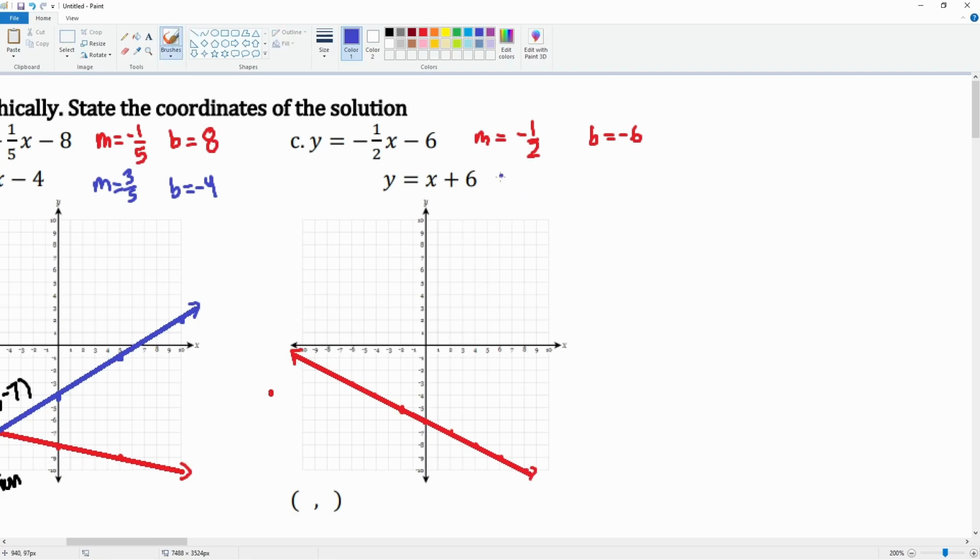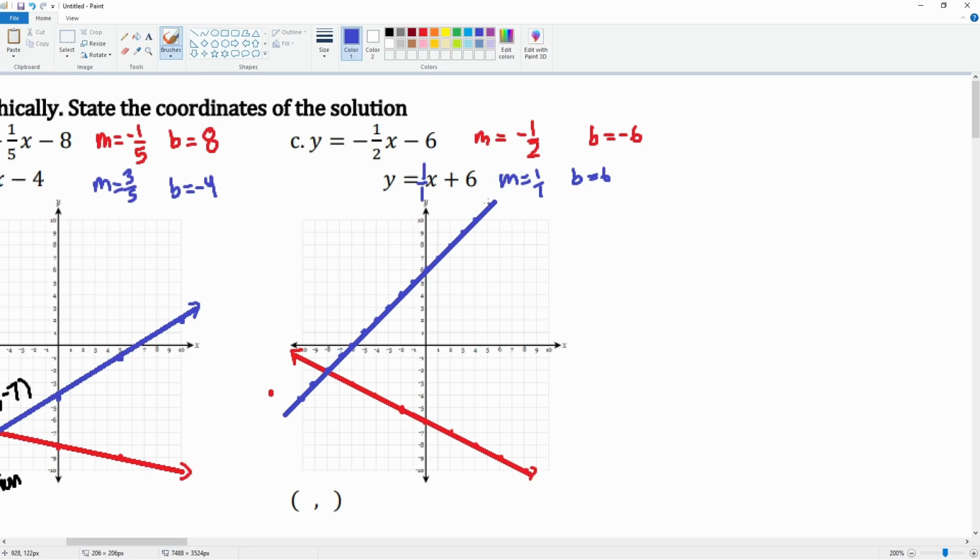Then the next one, m is equal to 1 over 1, right? That's the slope, 1 over 1, and the y-intercept here is 6, so we can go to 6 here. Up 1 across 1, up 1 across 1, up 1 across 1. To get the other end, we can do the same, down 1 across 1, right? It should intersect right there neatly.